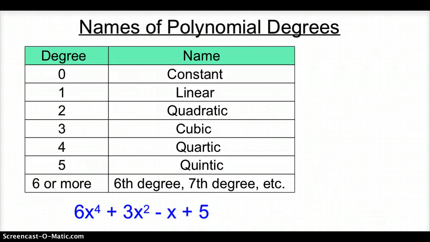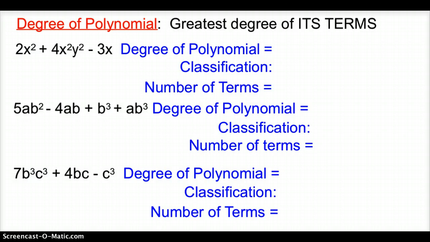Perfect. Now, I did not give you the names before, but I'm going to give you the names today. Again, it's not that big of a deal if you can't remember quartic and quintic, but I do need you to get through 1 through 3. Remember, 1 is linear, 2 is quadratic, 3 is cubic, and then 4 is quartic, 5 is quintic, and when you get past 6, then it just turns into the 6th degree, 7th degree. So here, what is the degree of this polynomial? Well, our highest degree is 4, and so it would be a quartic polynomial.